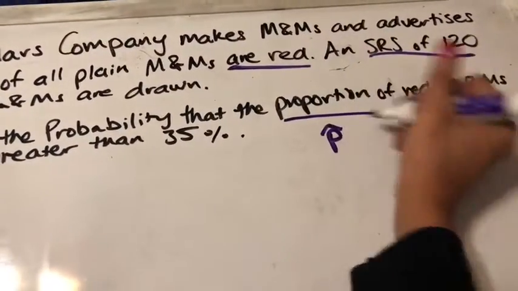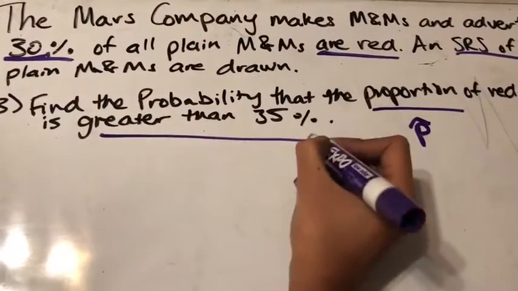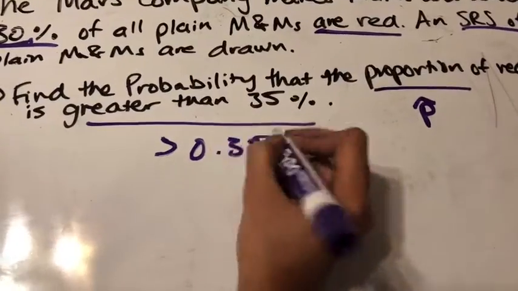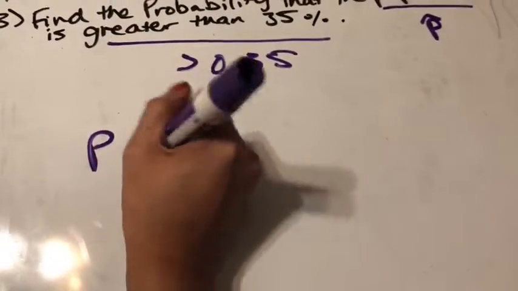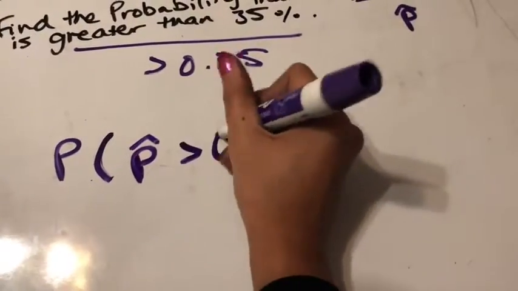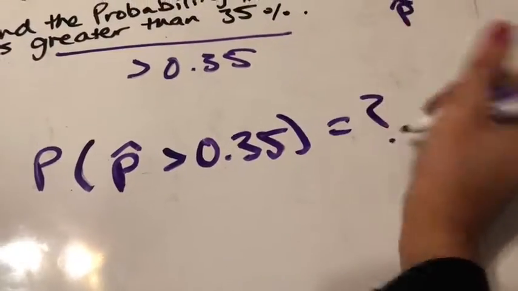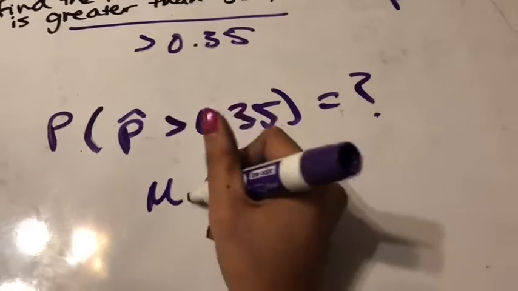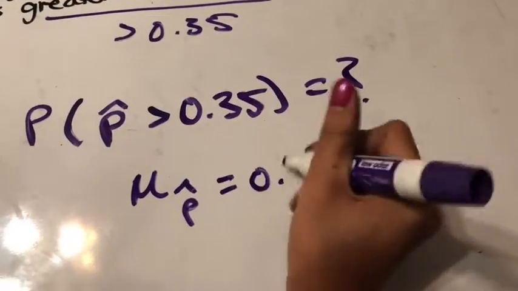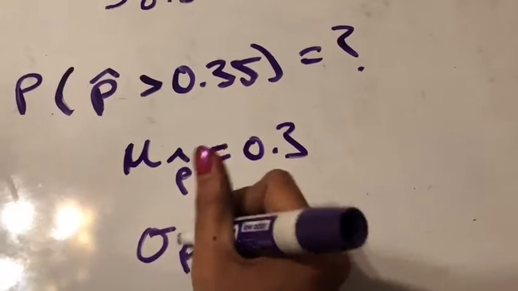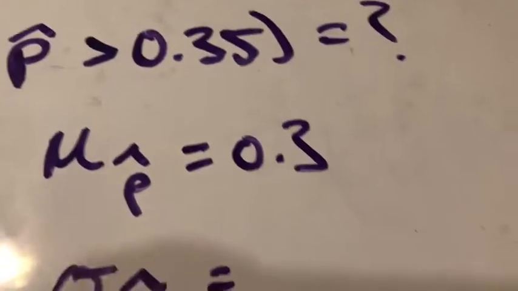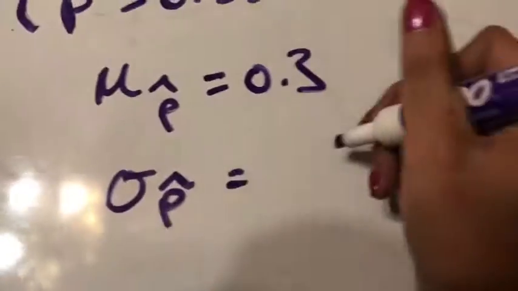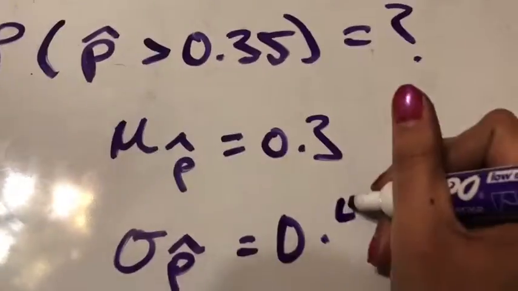Once you have the mean and standard deviation of the sampling distribution and you have stated the conditions, you can now use normal CDF to find the probability. The first thing you must do is write the probability statement. P-hat is greater than 0.35. That's what you want to find. Next, you use the mean and standard deviation to write the z-score.